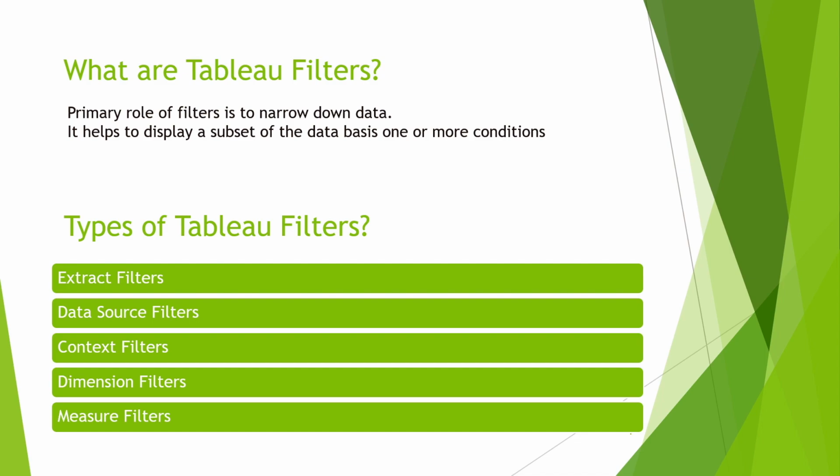So in Tableau, there are basically 5 types of filters: extract filters, data source filters, context filters, dimension filters, and measure filters. So let's jump into extract filters and understand what those are.